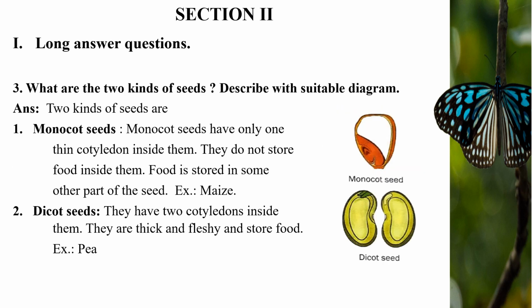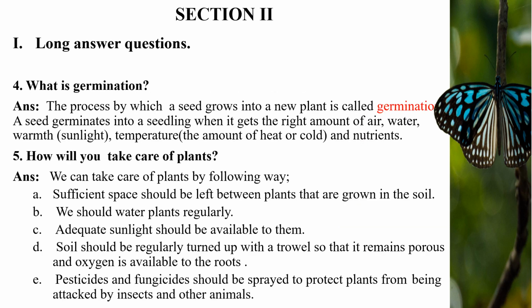Third question, what are the two kinds of seeds? Describe with suitable diagram. There are two types of seeds. First is monocot seeds. Second is dicot seeds. First, monocot seed. Monocot seeds have only one thin cotyledon inside them. They do not store food inside them. Food is stored in some other part of the seed. For example, maize. Dicot seeds. They have two cotyledons inside them. They are thick and fleshy and store food. For example, pea.